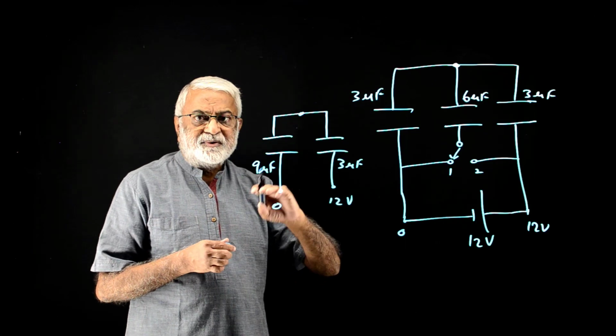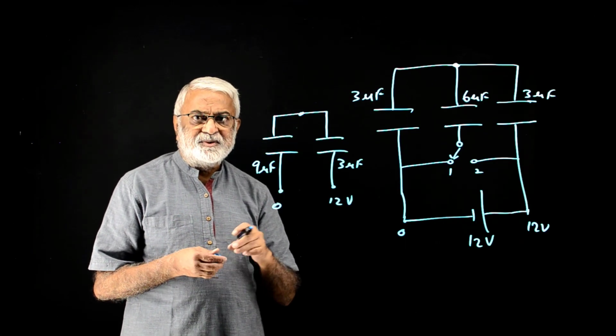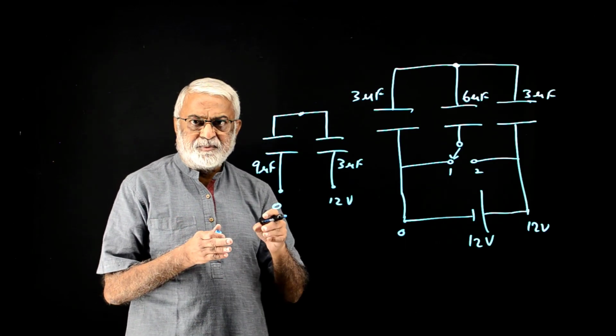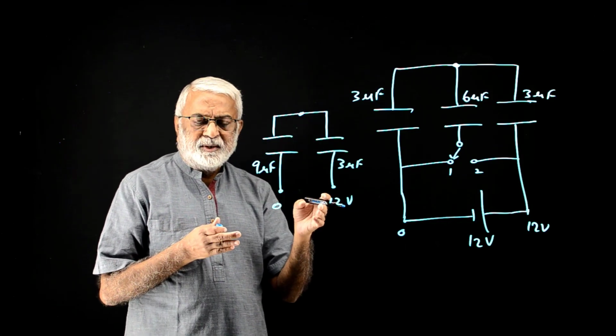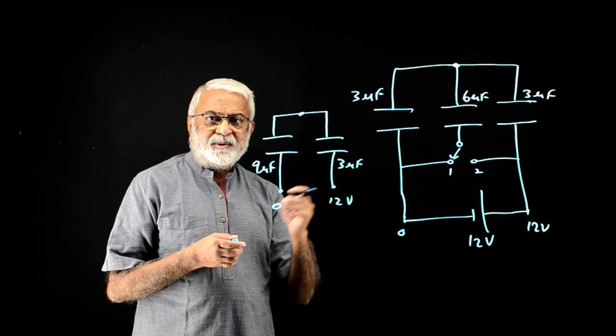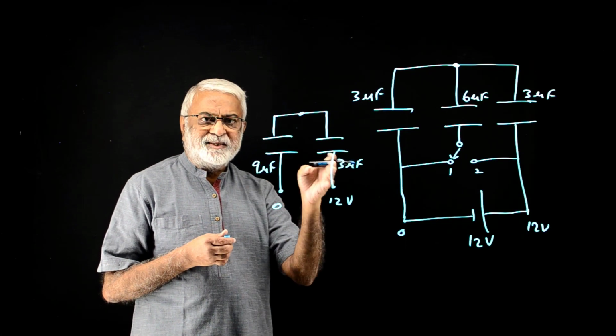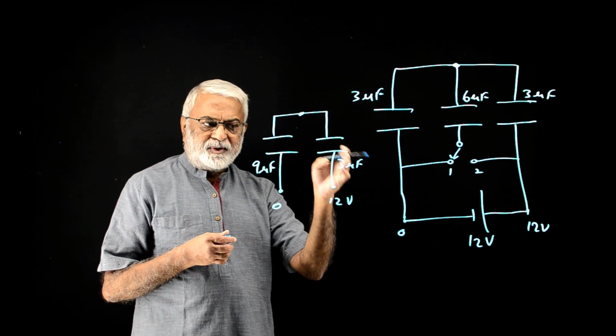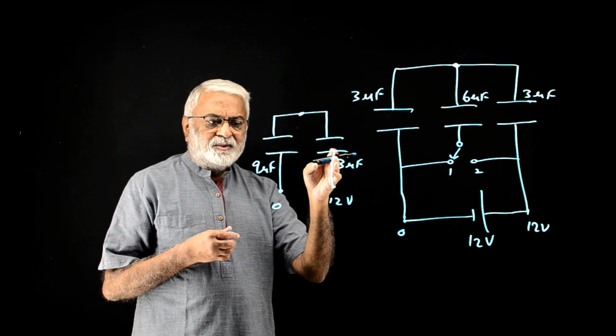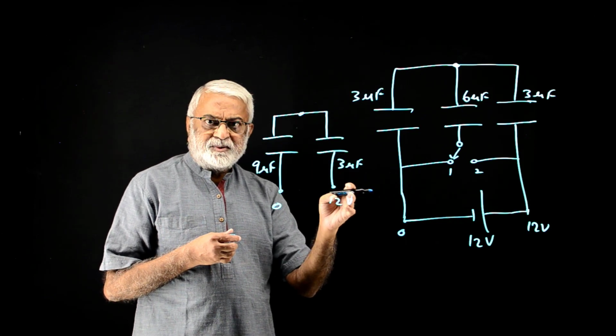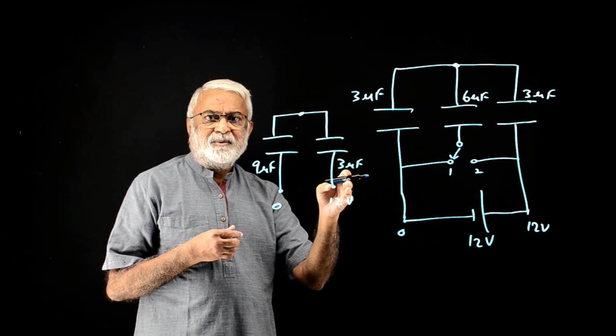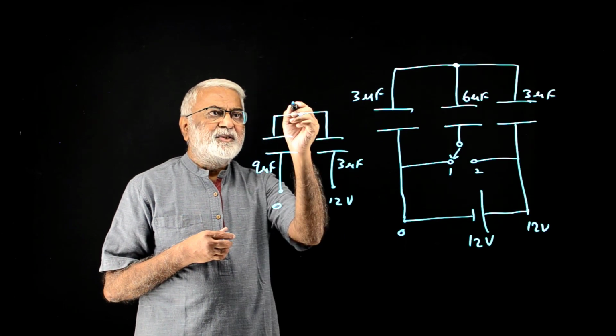Well, the potential difference will divide in the inverse ratio of capacitance in series combination. In series combination, charge will be the same in both, and potential will be in the inverse ratio of capacitances. The inverse ratio is 3:9, that's 1:3, right? So one part of 1:3 is 12 into 1 by 4, that's 3 volt. So this will be 3 volt.